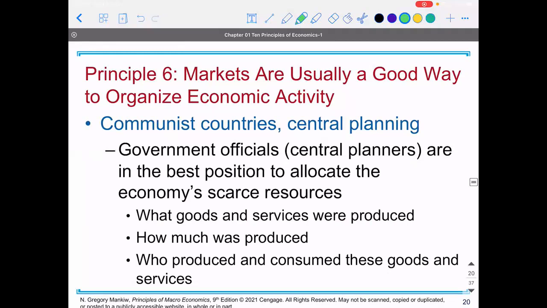Principle number 6 is that, generally speaking, and I firmly believe this, markets are a really good way of organizing economic activity. There are 3 questions that every economy must answer. And that would be these 3 questions. What is going to be produced? How much is going to be produced? Who is it going to be produced for?